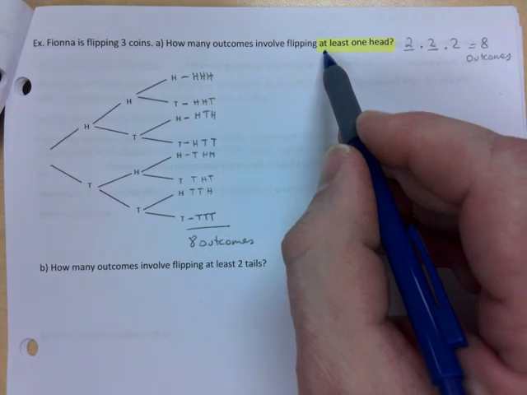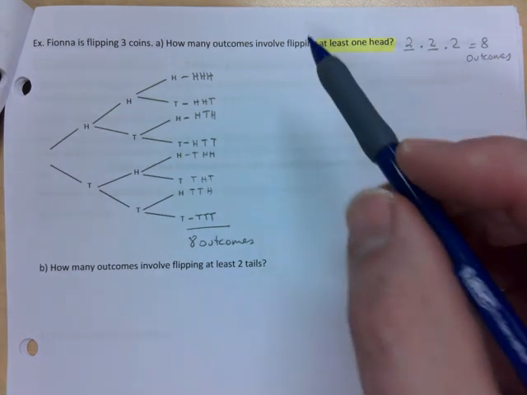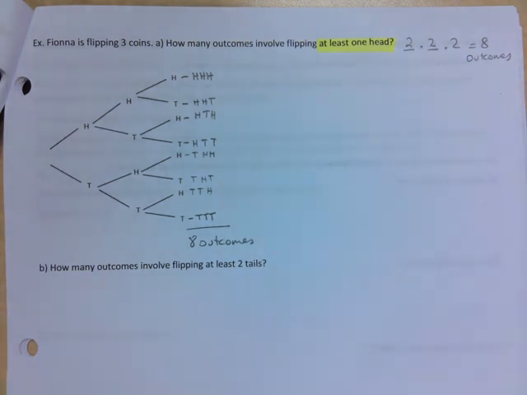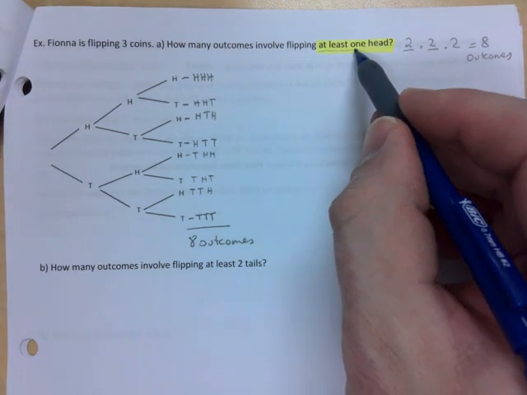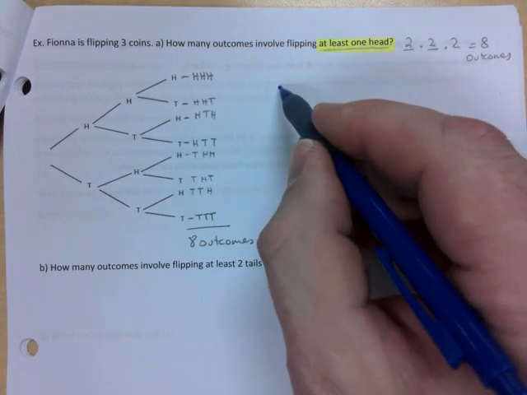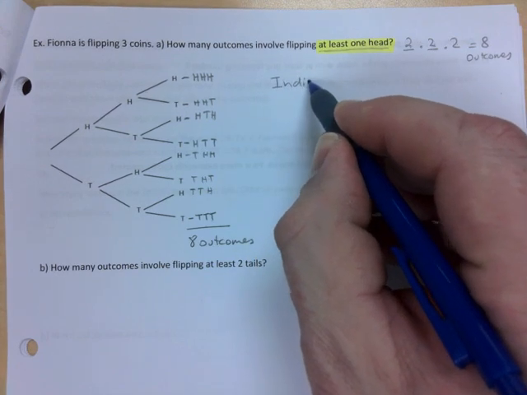Now the question is asking that we want all the instances. Remember, this is going to get bigger down the road, so don't go to the easy way right now. Just stay with me on this. You want all the instances where you have at least one head. So what I will do here is go indirect, if that's the way I want you to start thinking. Indirect.